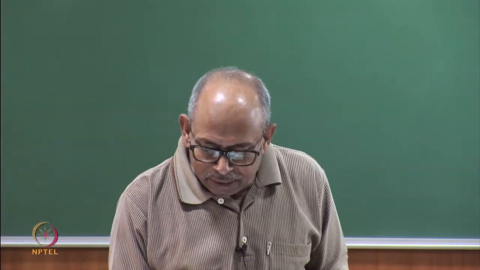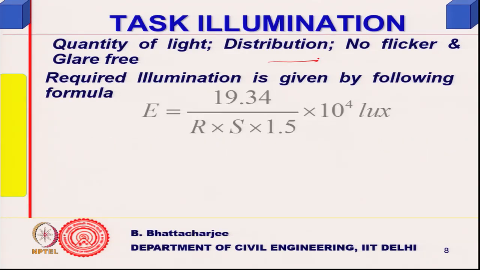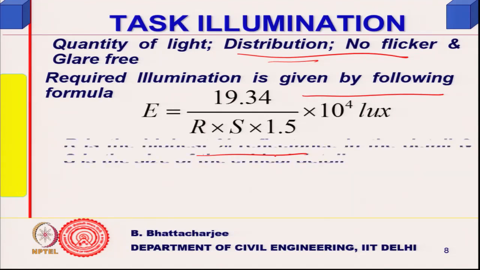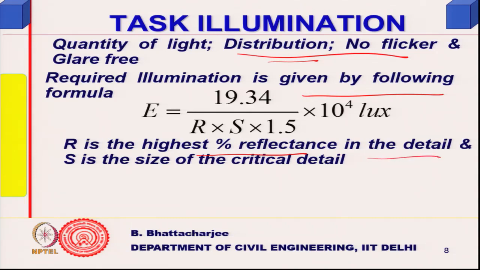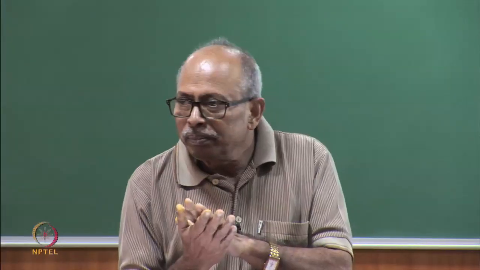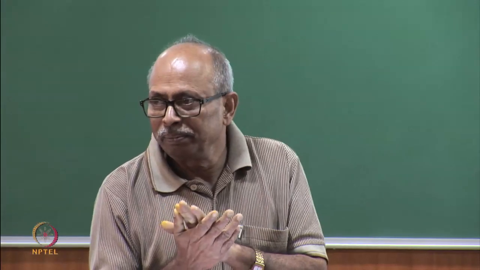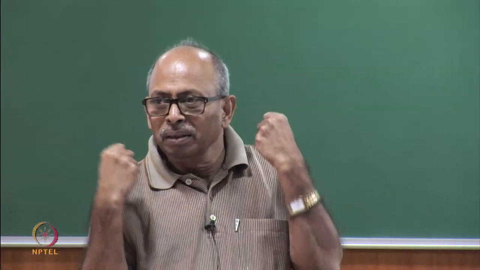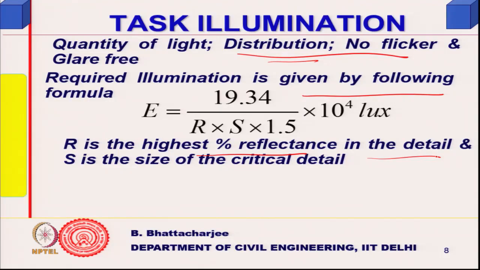So, quantity of light and its distribution is important, and I think there is a formula, I hope I have kept that formula, yes, there is a formula. I will come back to this statement later on. Required illumination for a given task is given by this formula, where R is the highest percentage reflectance of all the details, because it will depend upon the reflectance, whatever light falls in, how much comes out, and S is the size of the critical detail.